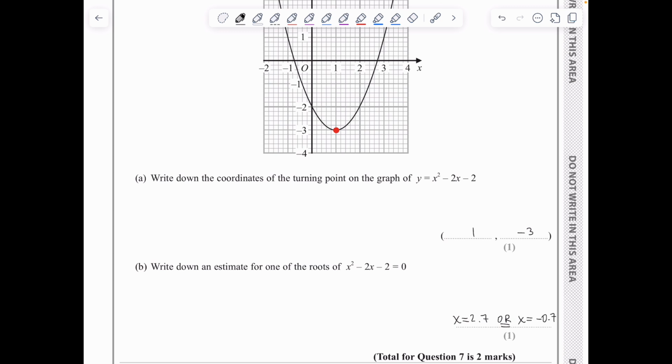Notice that you don't have to give both of these. The question is only asking for one of these roots. So either of these two should give you the mark.